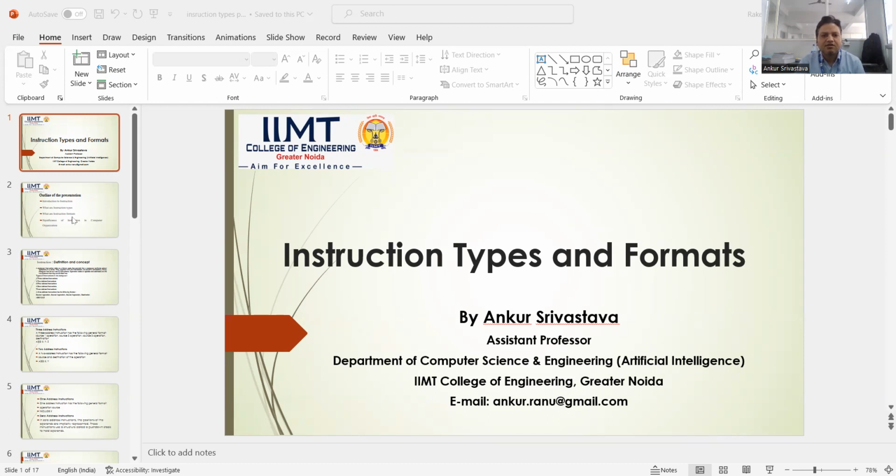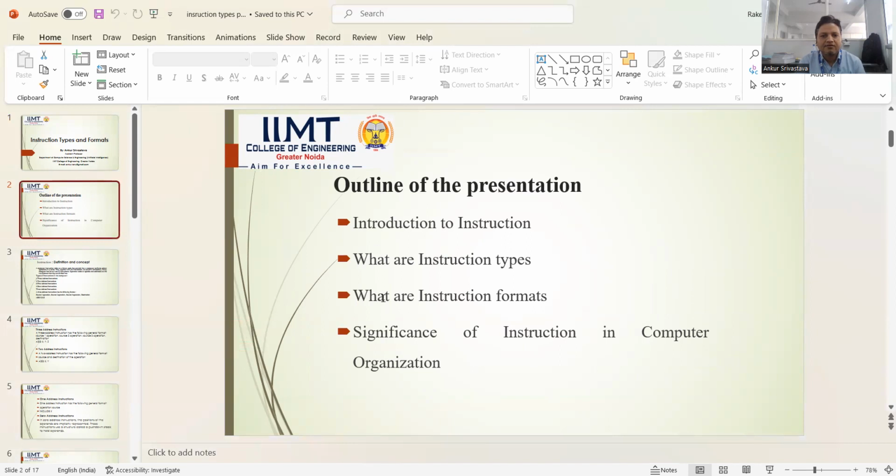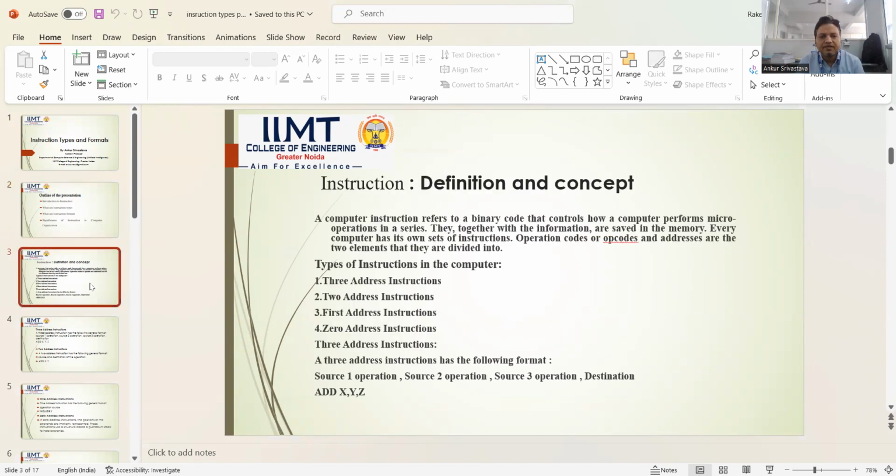We will see the topics that should be covered today: introduction to instruction, what are instruction types, what are instruction formats, and the significance of instruction in computer organization. Now, what is an instruction? Instruction means some set of points given to the computer, as well as some set of steps through which we can conduct a program.